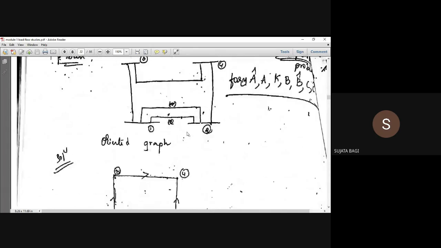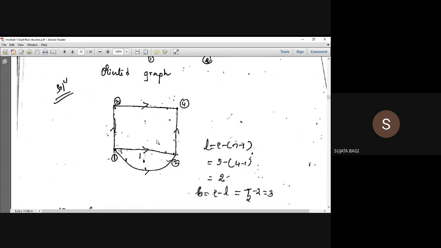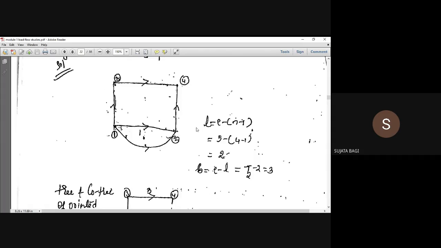Same graph I'll be writing, these buses I'll take as nodes. So this is one graph. This graph consists of how many elements? 1, 2, 3, 4, 5. How many? 5 elements. How many nodes? 1, 2, 3, 4. Total 4 nodes, 5 elements.